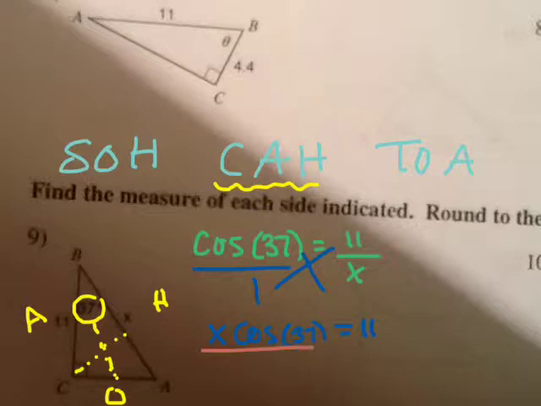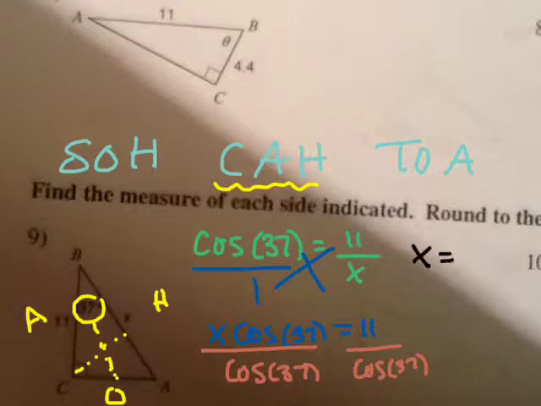We want to get x by itself, so you're going to go ahead and divide by the cosine of 37. And then all you have to do is plug that into your calculator. You're going to do 11 divided by the cosine of 37, and you round that to about 13.8.